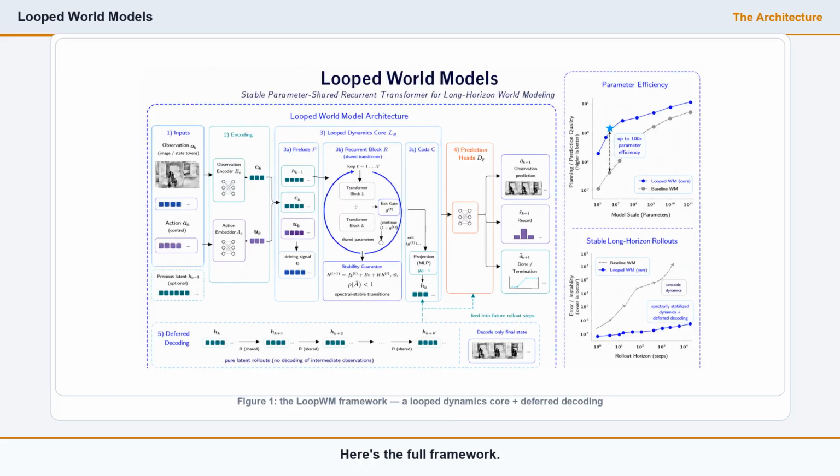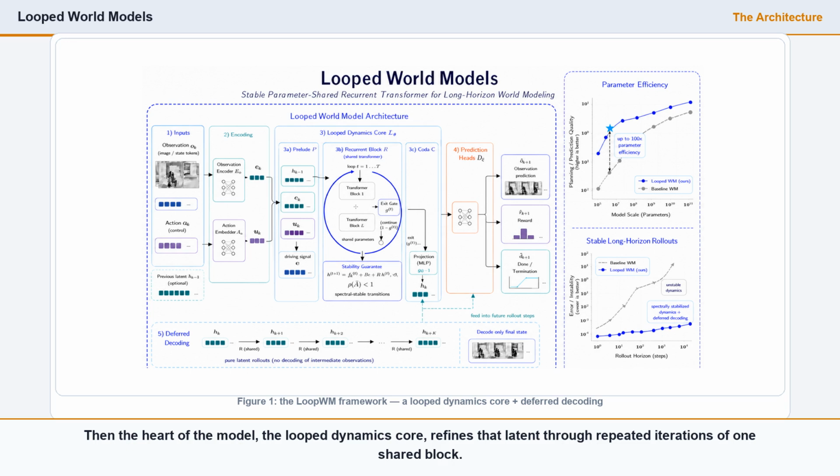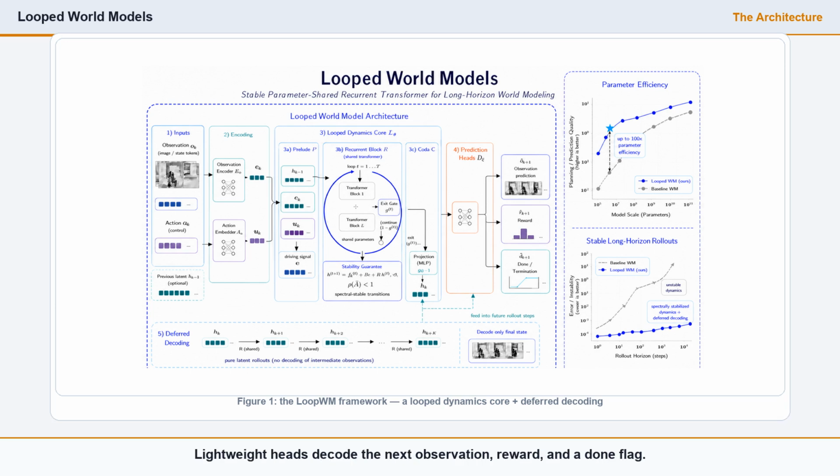Here's the full framework. An encoder turns the observation and action into a latent. Then the heart of the model, the looped dynamics core, refines that latent through repeated iterations of one shared block. Lightweight heads decode the next observation, reward, and a done flag. And on the right, the two payoffs: huge parameter efficiency and stable long rollouts.